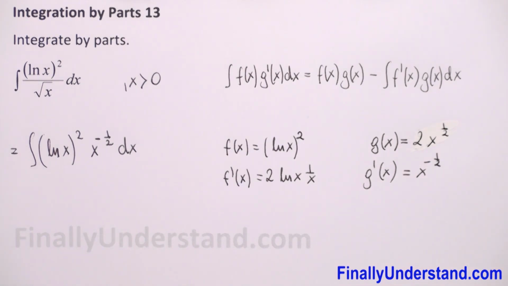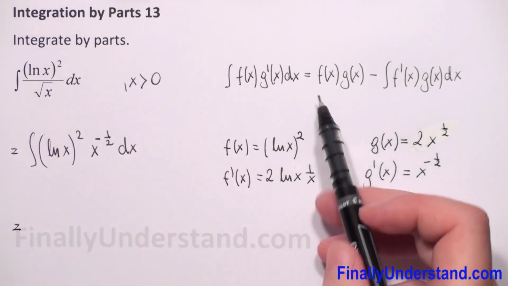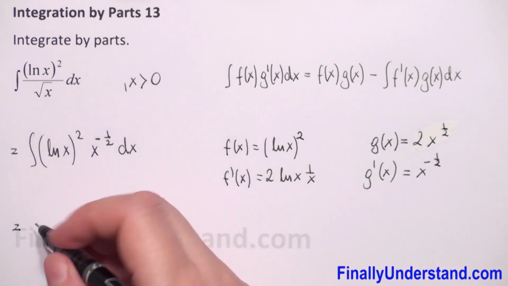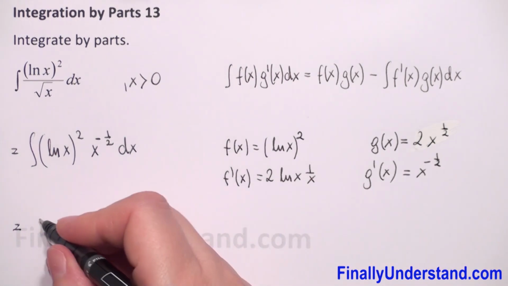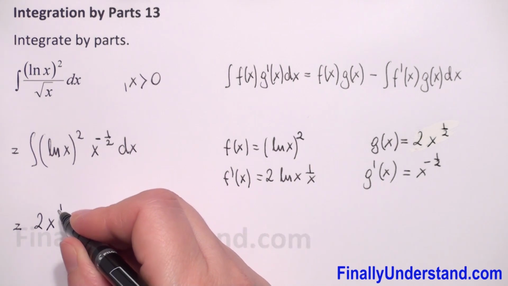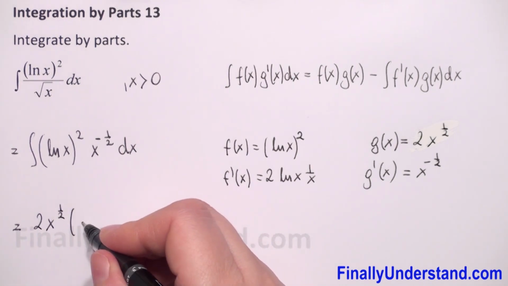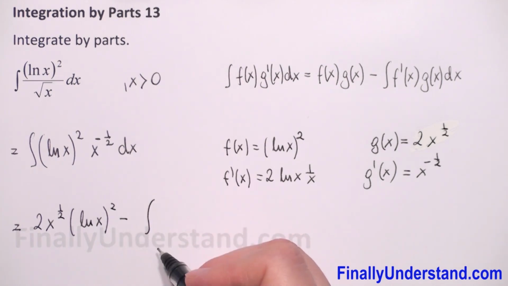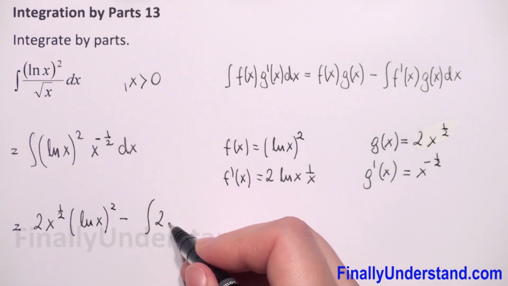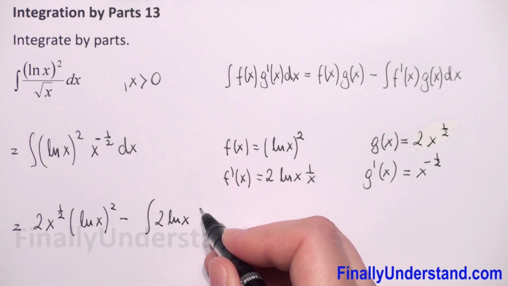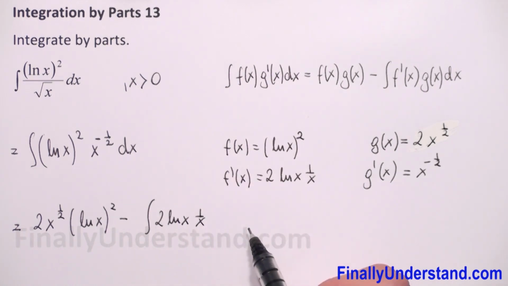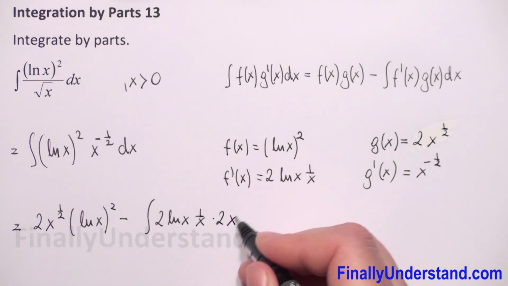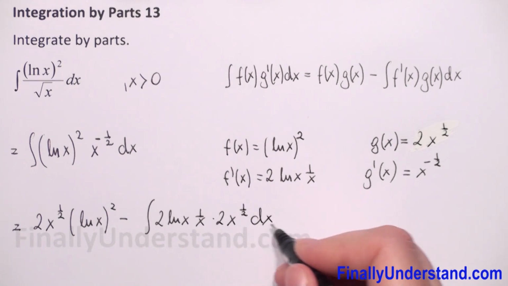So now we have to do substitution into this formula. First we have f times g. So first I will put this function, 2 times x to the power 1/2 times the square of natural logarithm of x, and we have a negative sign. The integral of f prime is 2 times natural logarithm of x times 1 over x, and times g. g is equal to 2 times x to the power 1/2 with respect to x. So this is equal.